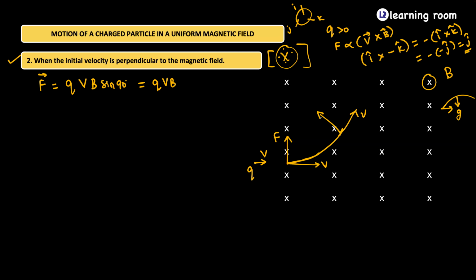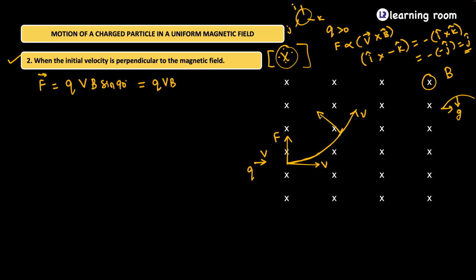Take the forefinger, place it in the direction of field. It is into the plane. Take the central finger and adjust it in the direction of current and extend the thumb. You are able to see the thumb is going in this direction. Right? Is it matching? It is going to go in the upward direction.